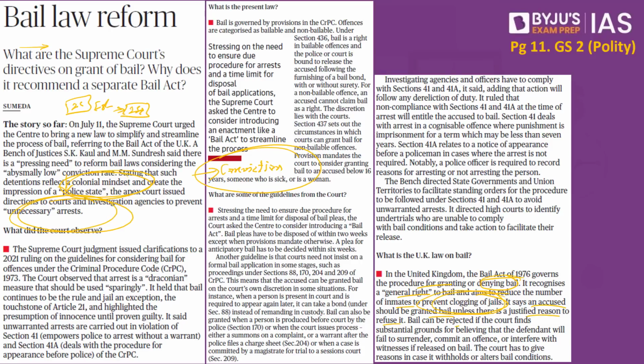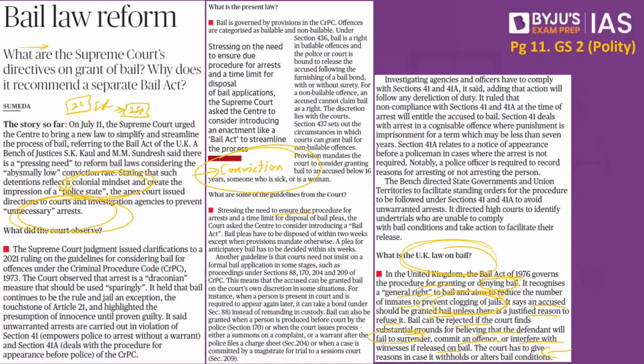Further, the law says an accused should be granted bail unless there is a justified reason to refuse it. Bail can be rejected if the court finds substantial grounds for believing that the defendant will fail to surrender, commit an offence, or interfere with witnesses if released on bail, and the court has to give reasons in case it withholds or alters bail conditions. So the Supreme Court is asking the central government to follow the UK model, and it has also given some guidelines as well. What are these guidelines?